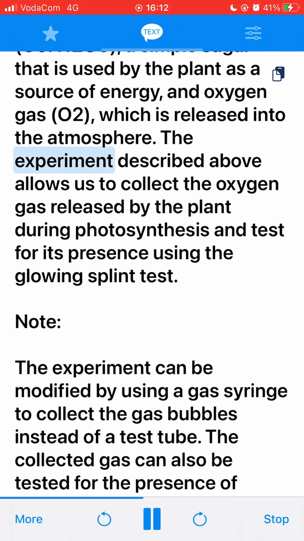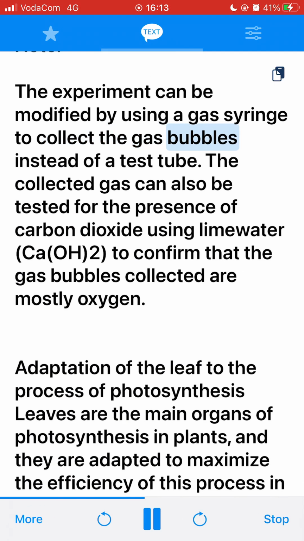The experiment described above allows us to collect the oxygen gas released by the plant during photosynthesis and test for its presence using the glowing splint test. Note: the experiment can be modified by using a gas syringe to collect the gas bubbles instead of a test tube. The collected gas can also be tested for the presence of carbon dioxide using lime water, Ca(OH)2, to confirm that the gas bubbles collected are mostly oxygen.